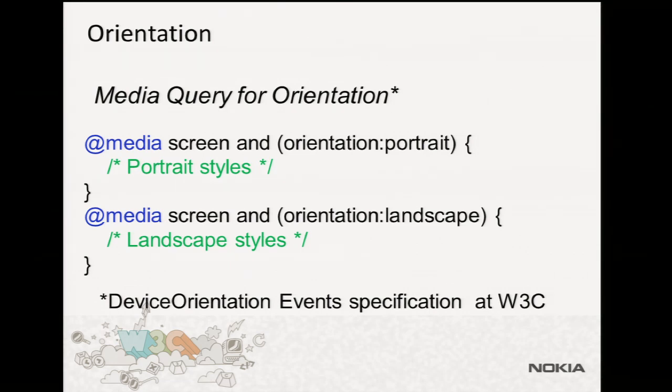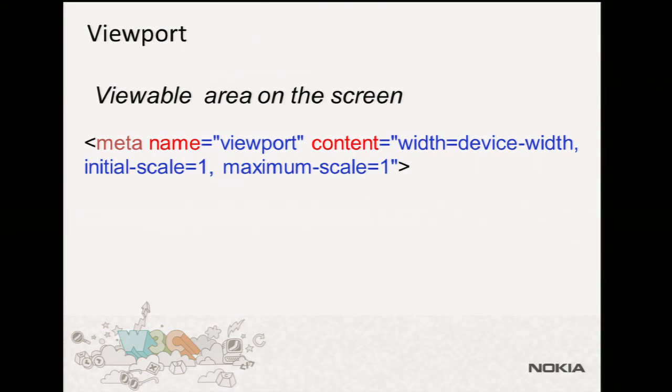And then the third point I said, orientation. There is also an orientation tag which comes with CSS3, which goes with the media query. So you can specify whether the orientation is portrait or landscape, and based on that, you can have your own styles. And also, there is a device orientation event, which is in a specification stage at W3C. So there will be a standard event for that whenever you change your device from landscape to portrait. The last one related to layout is viewport.